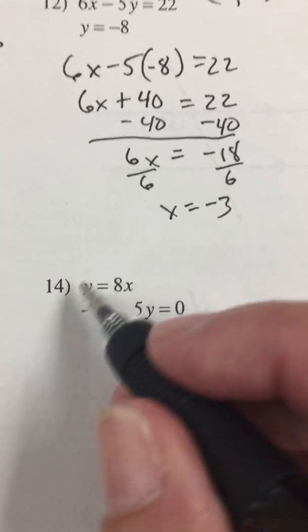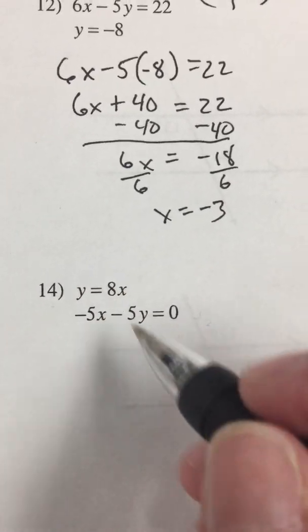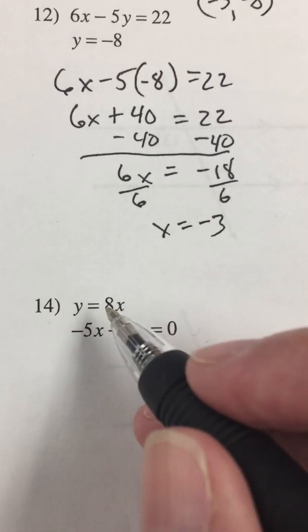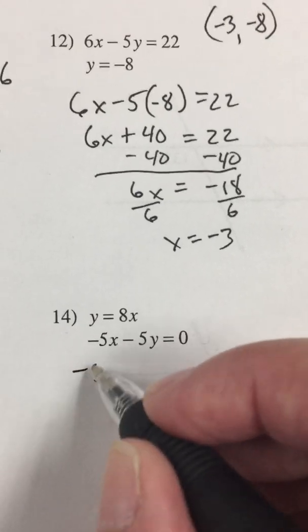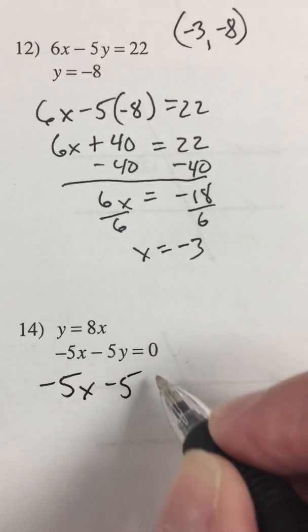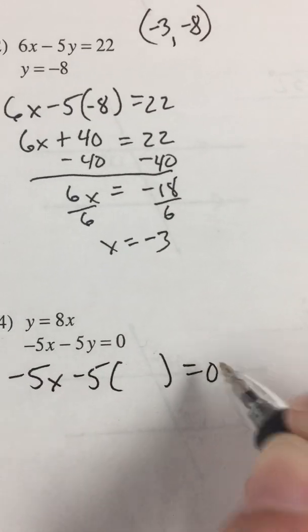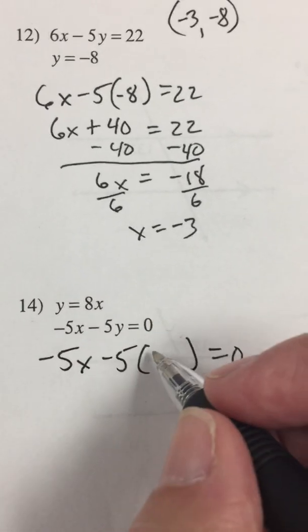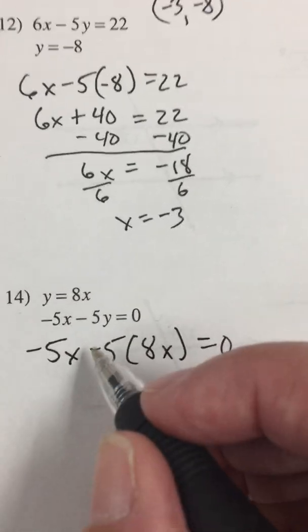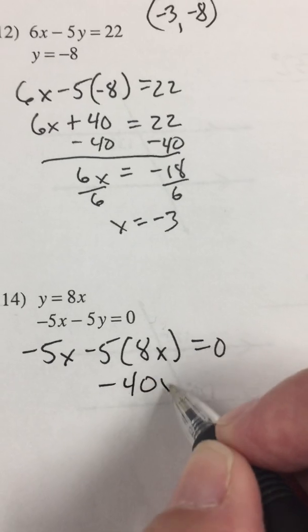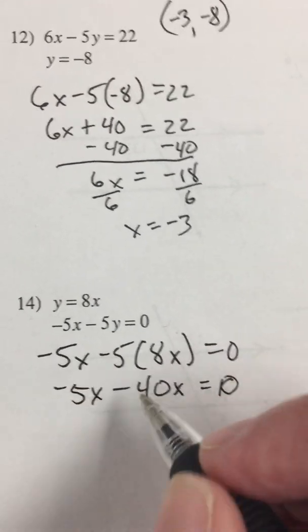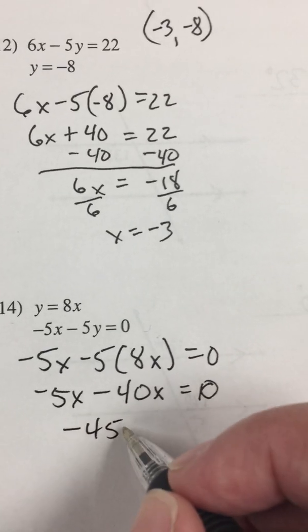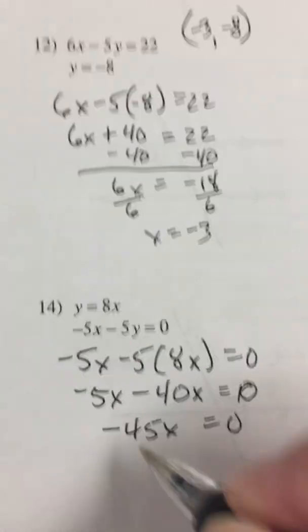Okay, so last one. Actually, there's two more. The y is already in y equals format, so I can use the substitution method. That's what they call this, because I'm going to substitute this in for the y. So negative 5x minus 5 times whatever the y is equals 0. Sometimes y is a big messy thing, but this time they're really nice and simple for you. So if you distribute this, it gives you negative 40x, equals 0, and this is a negative 5x. And of course, you can combine that together. You have negative 45x equals 0, combining like terms.